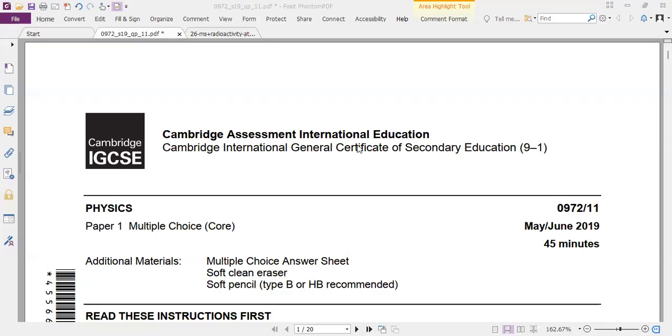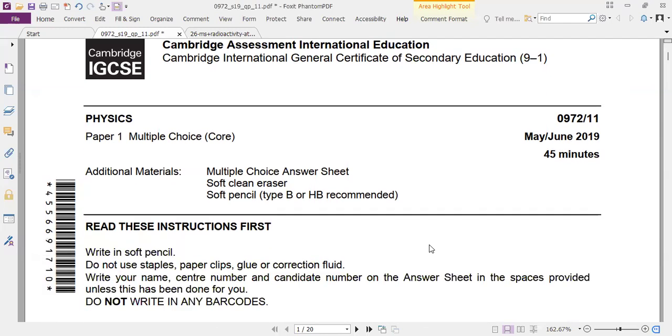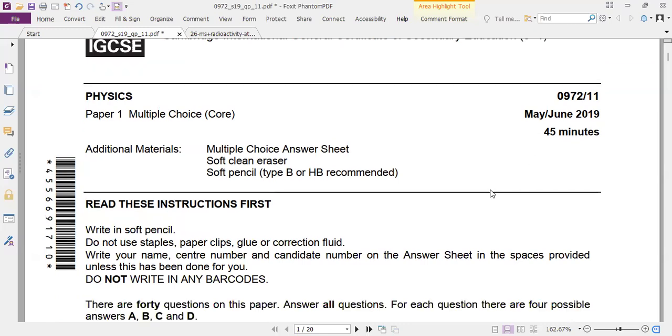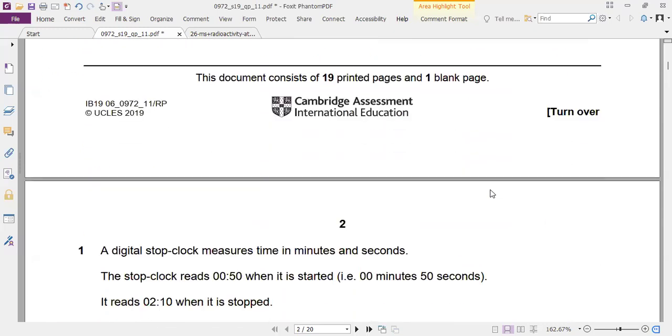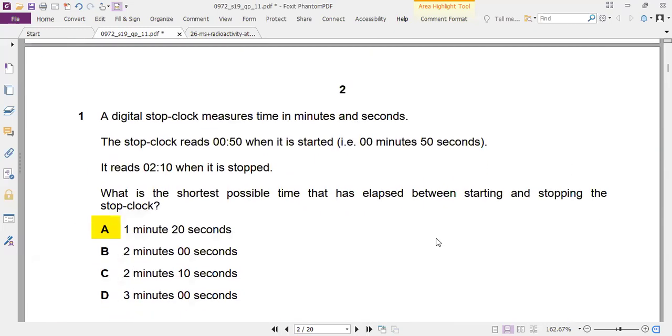Okay, then this is a P1 from GCSC 921, code 0972, and it's from spring 2019. In contrast to our 5054, the time is 45 minutes. Well, nothing to worry about. We will go through the paper and we will get some interesting questions.